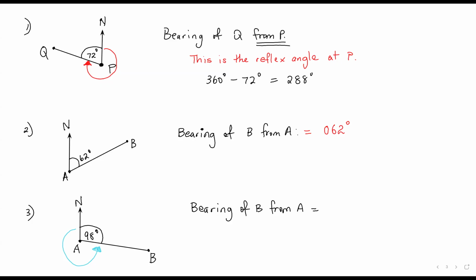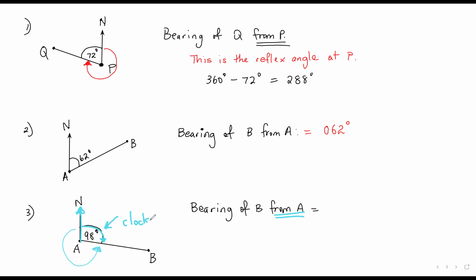Remember, guys, that your bearing is always the clockwise angle between your north line and your line, right? So your bearing of B from A means you're starting at A. That's why I have this north line at A. And you're looking for the clockwise angle between that north line and the line AB. So there are two angles here. One here is your clockwise. This one is your clockwise angle, right?